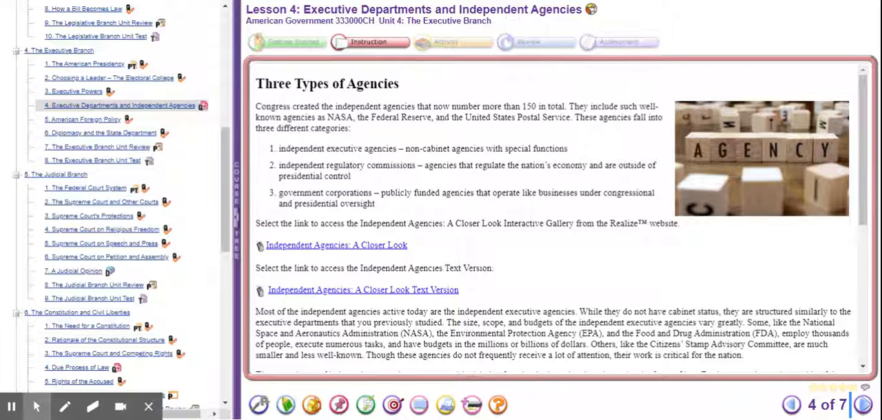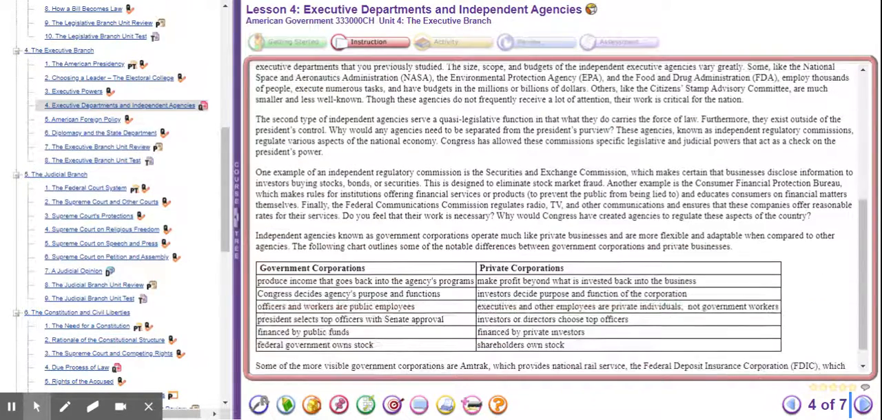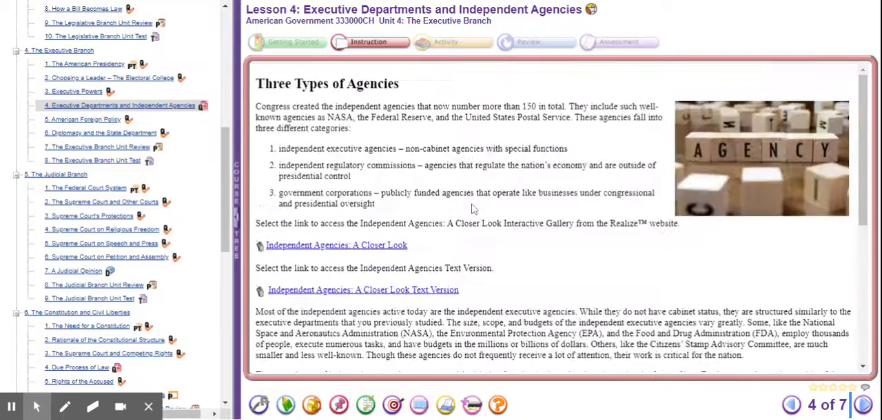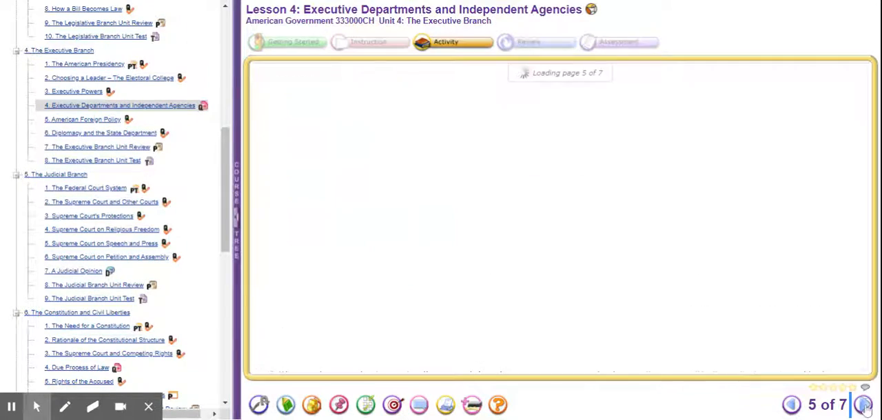And then there are different types of agencies. There's independent executive agencies, independent regulatory commissions, government corporations. And so you want to kind of understand that a little bit. Make sure you take a look at that.